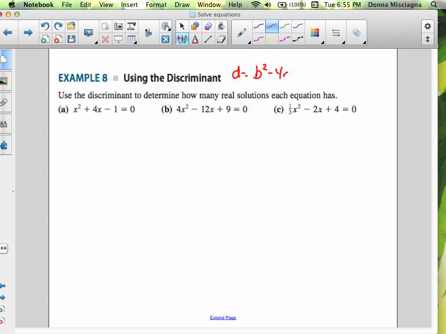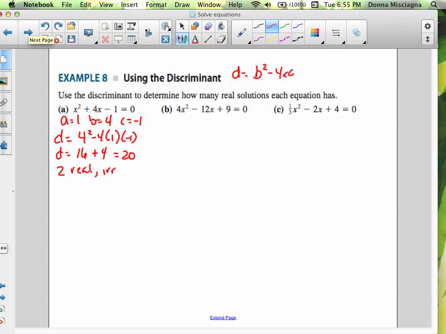All right, so in the first one, a is 1, b is 4, c is negative 1. The discriminant is 4 squared minus 4 times 1 times negative 1. That's going to give us 16. That's two negatives there, so that's a plus 4, so that's 20. So we have two real solutions. Now 20 is not a perfect square, so they're going to be irrational solutions.